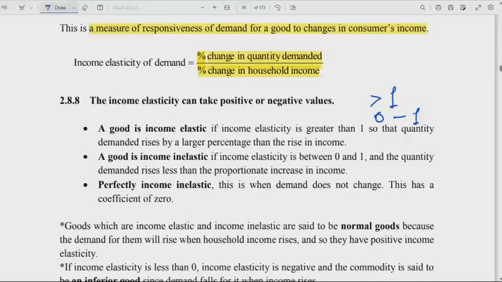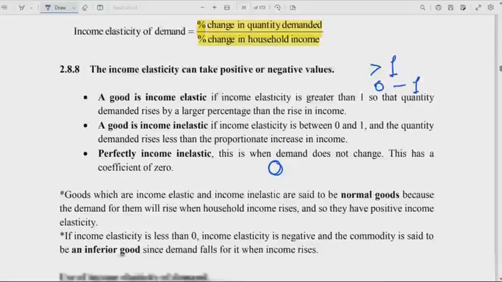And lastly, it is perfectly inelastic. This is when the demand does not change. This has a coefficient of 0. So if it does not change, it is called perfectly inelastic.